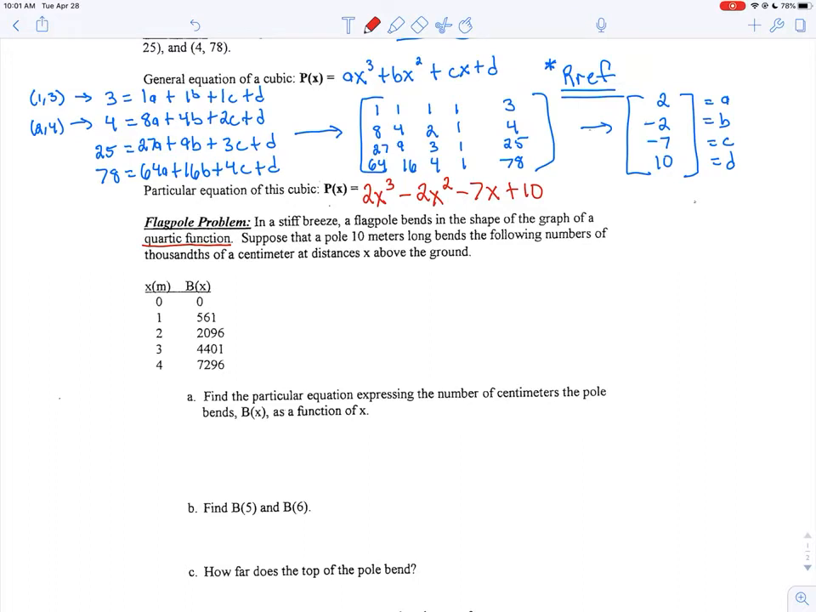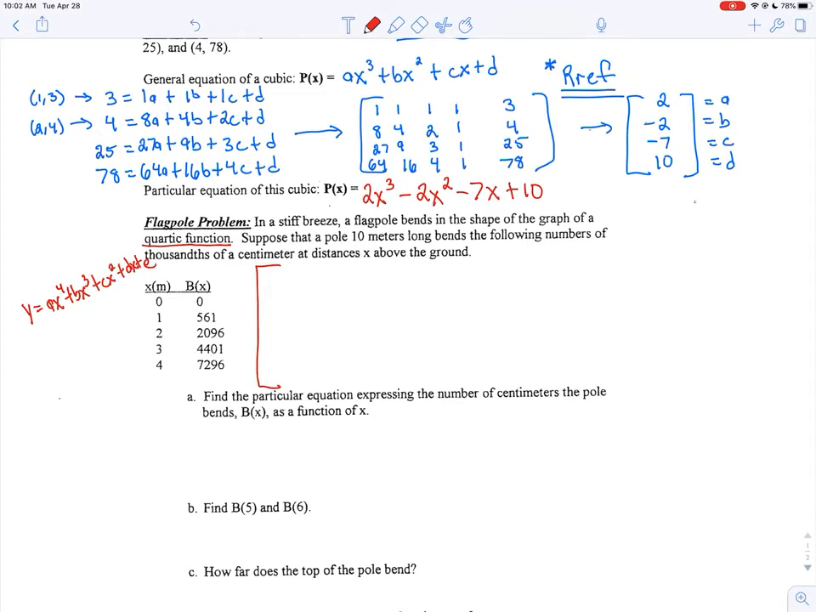They're telling us a pole 10 meters long bends the following numbers of thousandths of a centimeter at distances x above the ground. So they're giving us a bunch of coordinates here. So we can take these coordinates, and I'm going to try and just jump right into putting them into our matrix. We'll see how we do. But what we're doing, because they told us it's quartic, what are we plugging everything into? It's going to be ax to the 4th plus bx to the 3rd plus cx squared plus dx plus e.